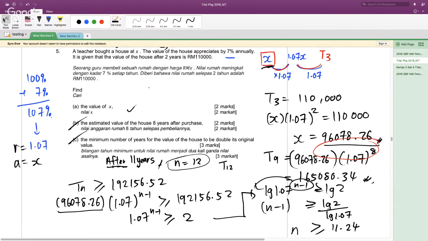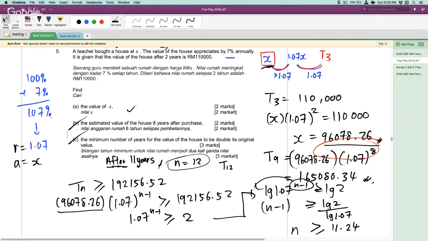Okay, so it's hanging again. So I will actually close and open it again.